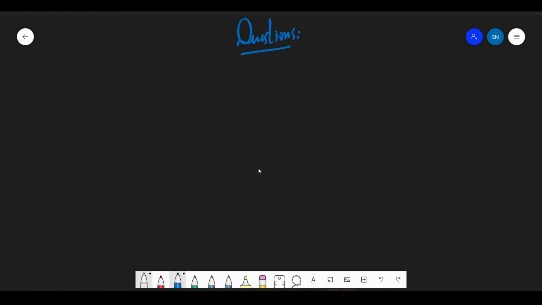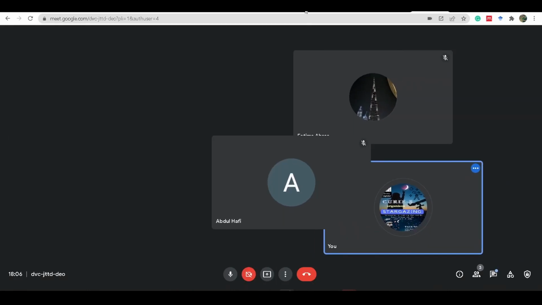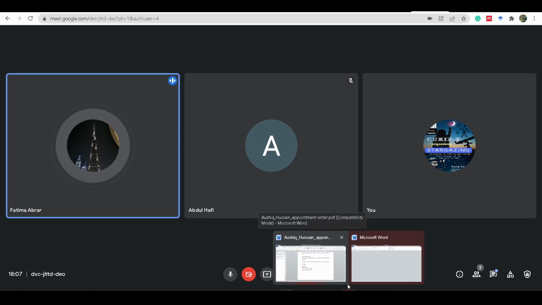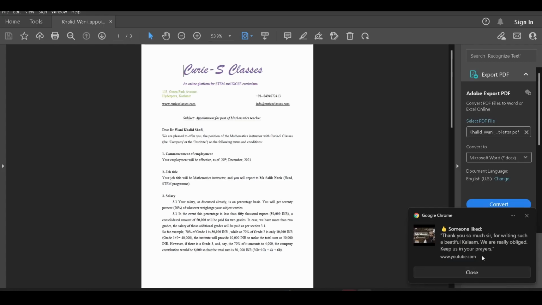Take out your book and read the first question you have. This is chapter 4. The first question is: choose the correct option in the following statement.